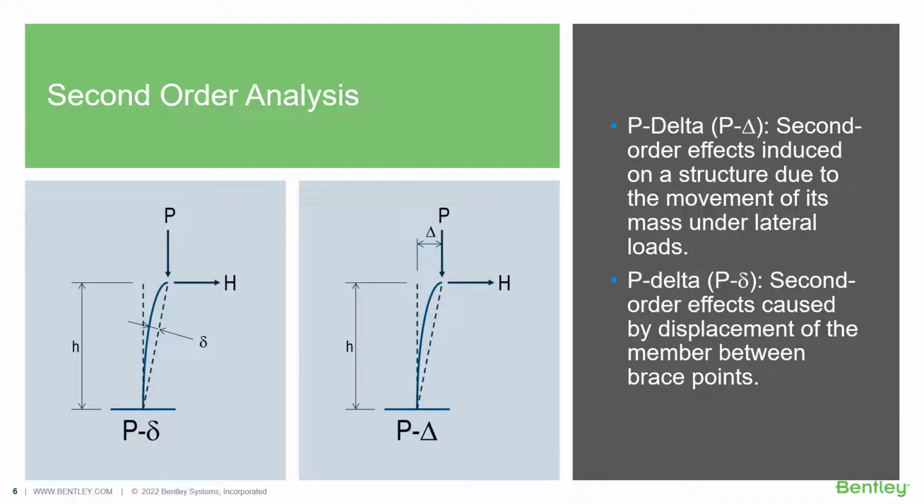Now, in RAM Frame, we can incorporate both our P-large-delta and our P-small-delta requirements as specified by this specification. Our P-large-delta effects are the second order effects induced on a structure due to the movement of its mass under lateral loads. And your P-small-delta effects are the second order effects caused by displacement of the member between its bracing points.